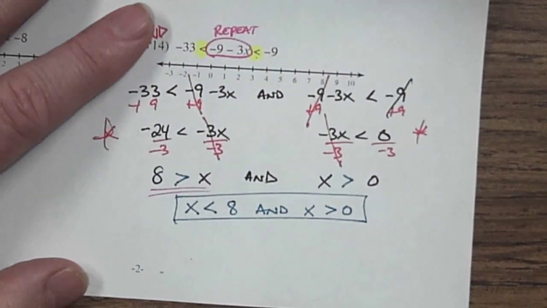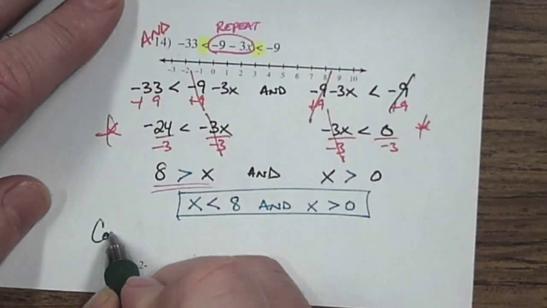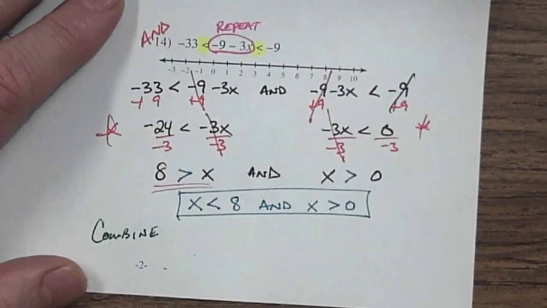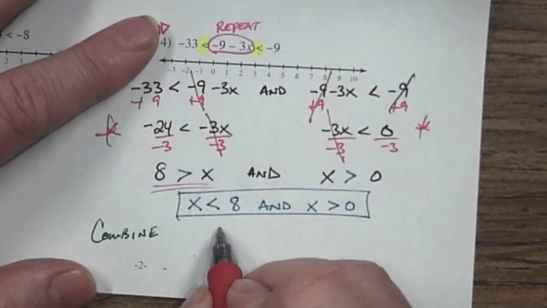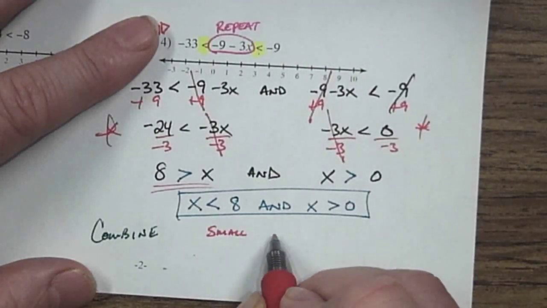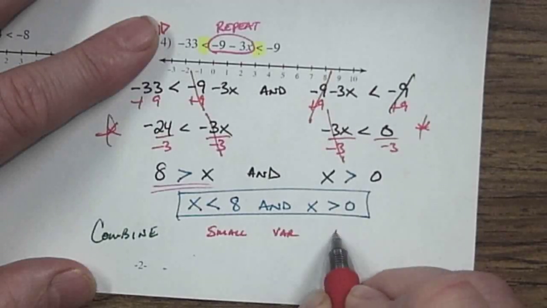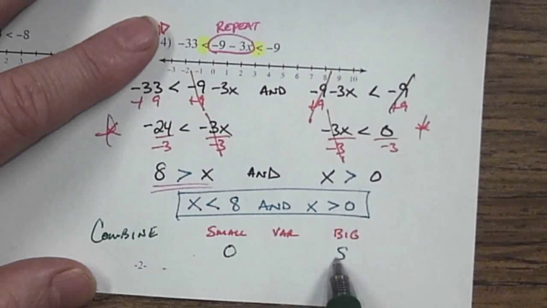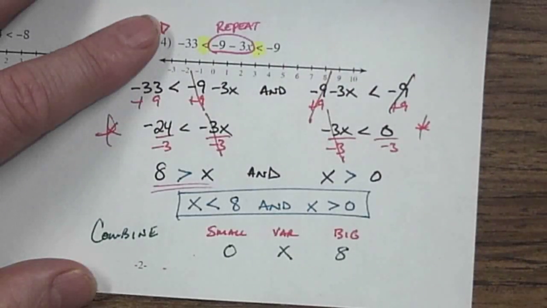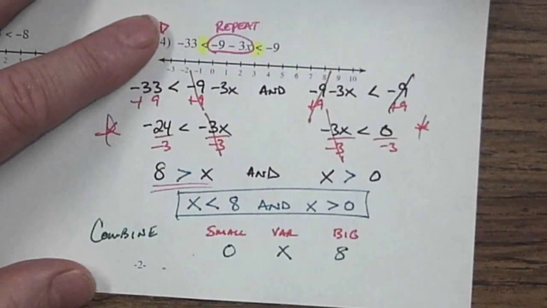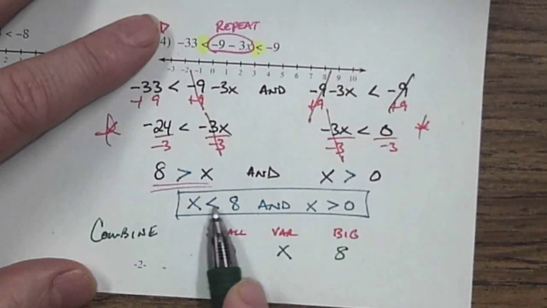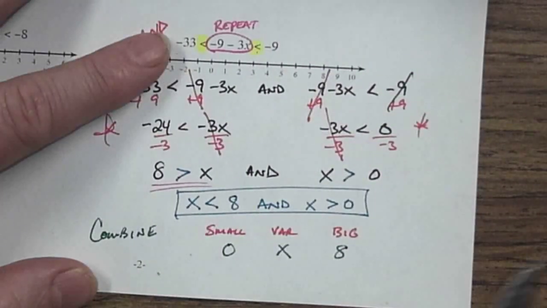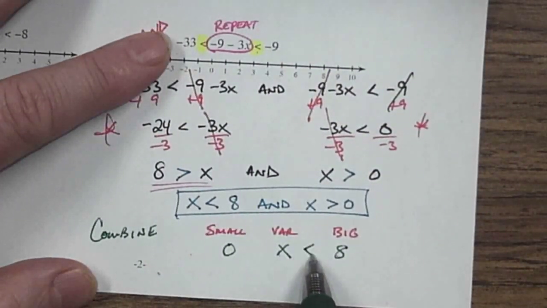But an "and" statement can be combined, if wanting to. We put the smaller number here, the variable in the middle, and the bigger number there. So I ask you, which number is smaller? 0. Which number is bigger? 8. What is the variable? X. Now we look back and ask, what did the inequality point to? Between x and 8, it pointed at x. So when I come between x and 8, I point at x.